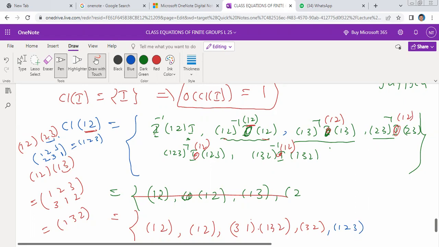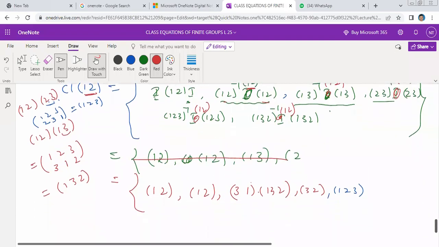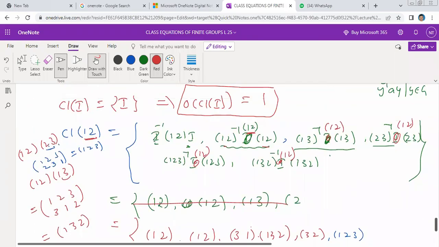Something is wrong. Is it clear? Right, there is a mistake. Can you identify any mistake here? I inverse of 1 2 1. Sir, the 1 2 1 3 permutation is 1 3 2, sir. Something is wrong here. So I repeat once again.